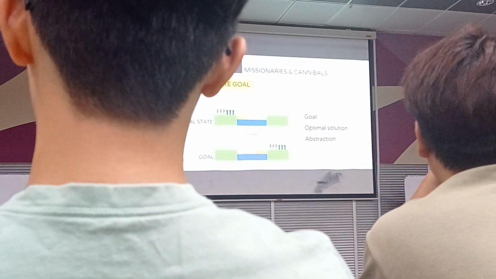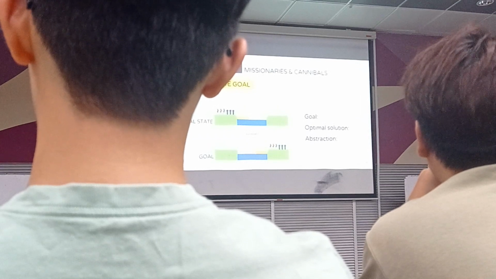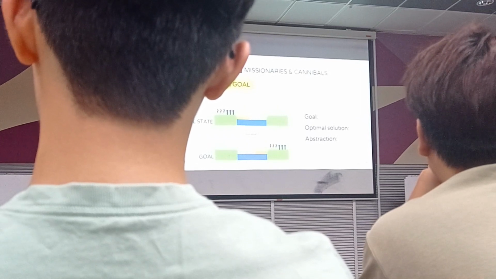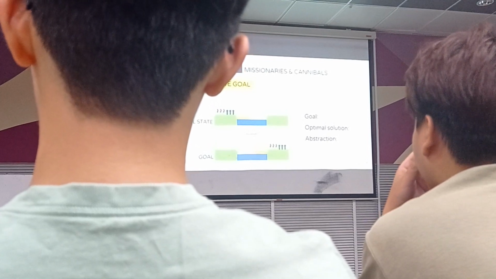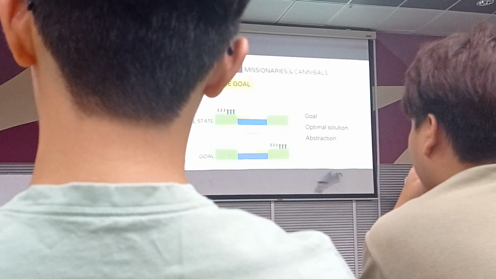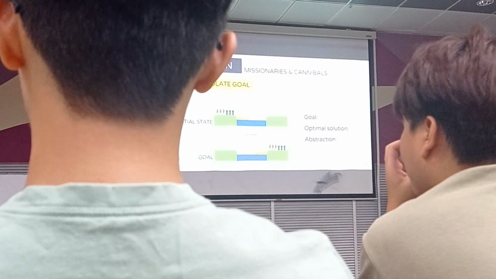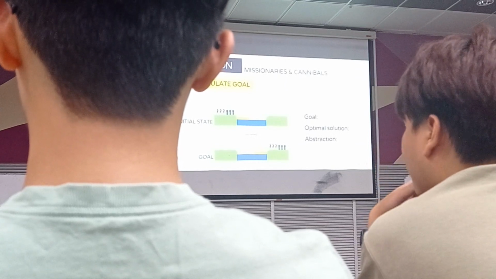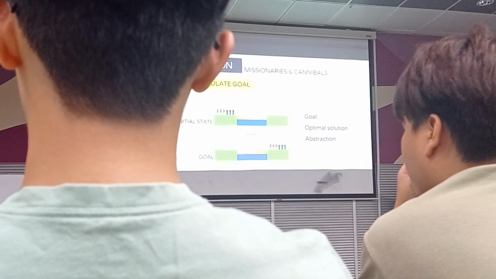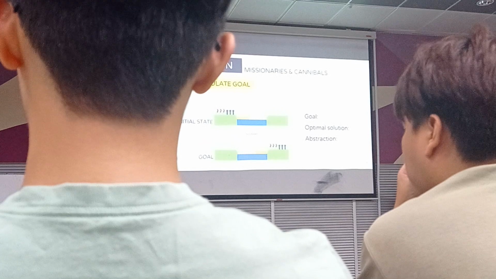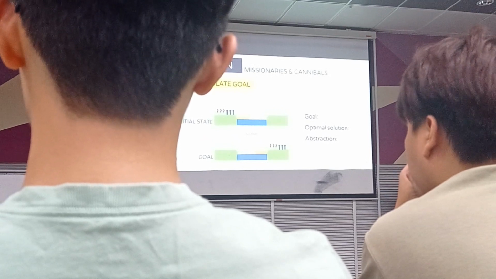If the boat is at the left hand side, what is the possible movement? Let's say this is cannibal, this is missionary. It's at the left hand side. Okay, so what are the possible movements? Okay, you can move one cannibal from left to right, right? That is one of the possible actions. Any more?